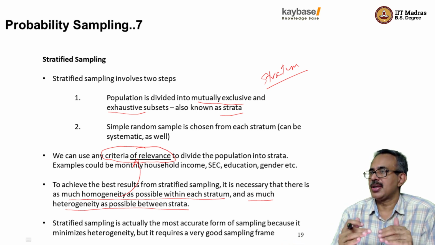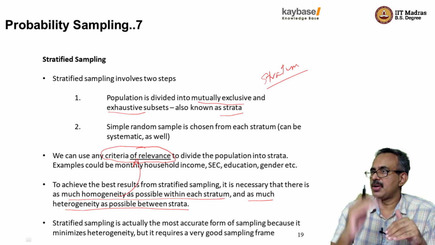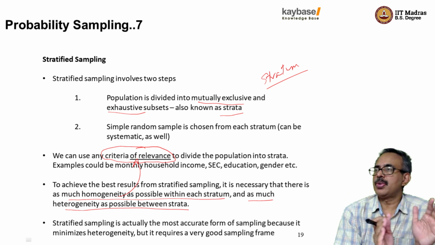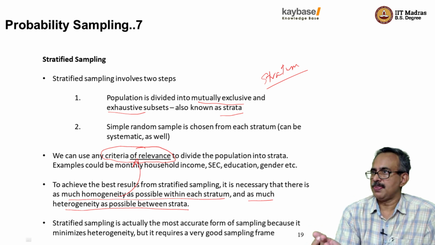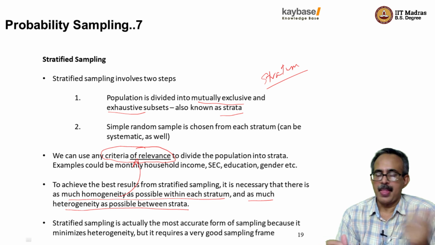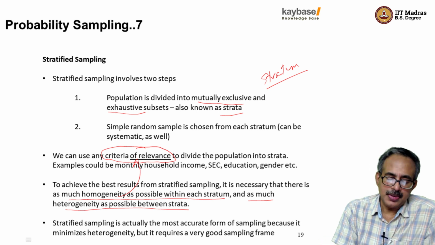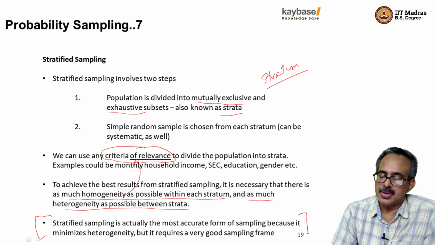But if you're measuring costly cars, and income is your criterion of relevance, then you will not have upper and lower income people in the same stratum. Because then it's no longer stratified sampling. By definition, it is not stratified sampling. Is it clear? I'm going to make one more statement here. We will come back to this. For the time being, just memorize this.